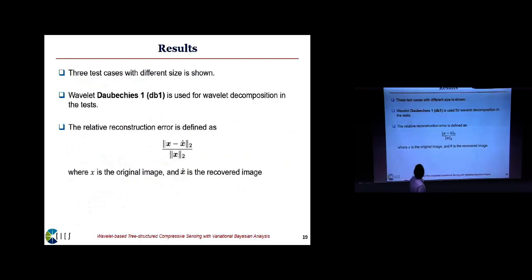I have three test cases here, and the difference between them is the size of them and the number of measurements. For wavelet decomposition, I have used Daubechies wavelets, DB1, and the relative reconstruction error is calculated using this.